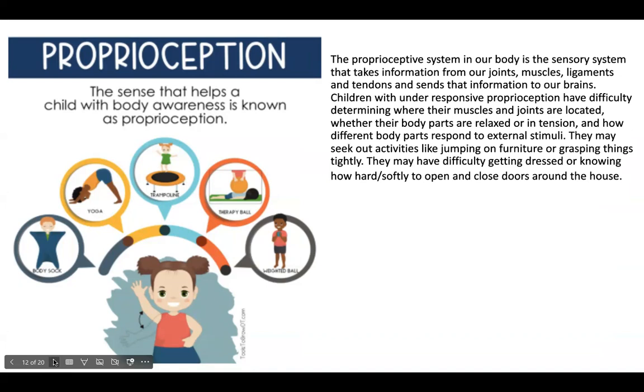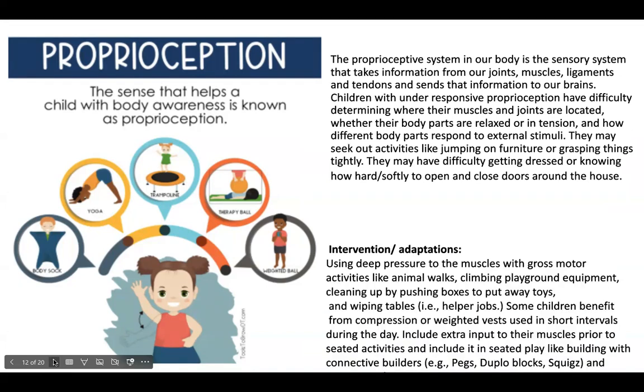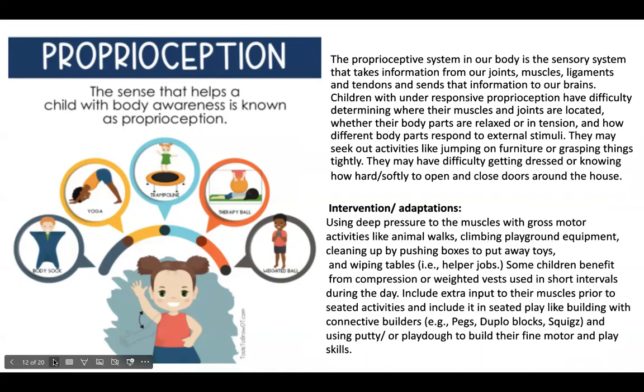So what we'll see in class, before we ask them to sit, is you might see a lot of our friends jumping on a trampoline. You might see them jumping over to the circle time area so that they can get a lot of feedback about their muscles before we ask them to sit.